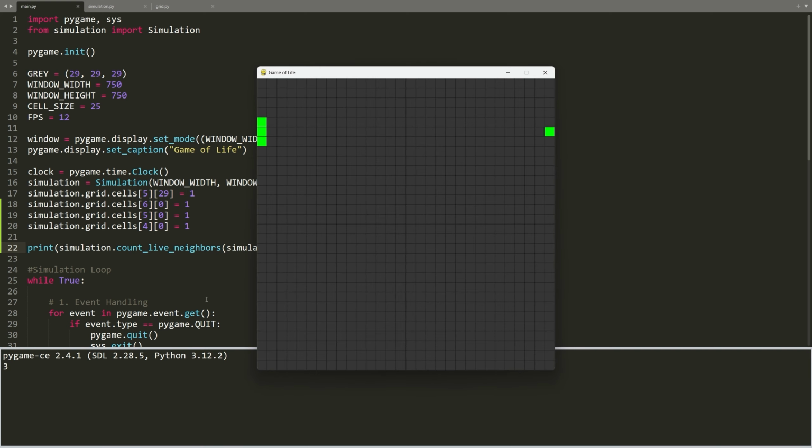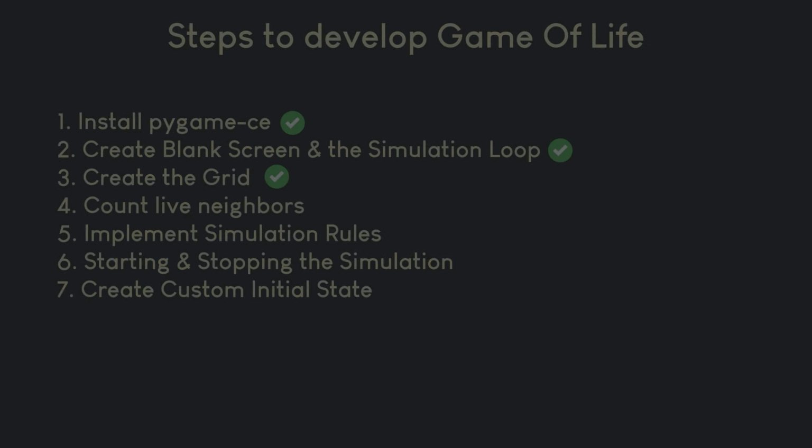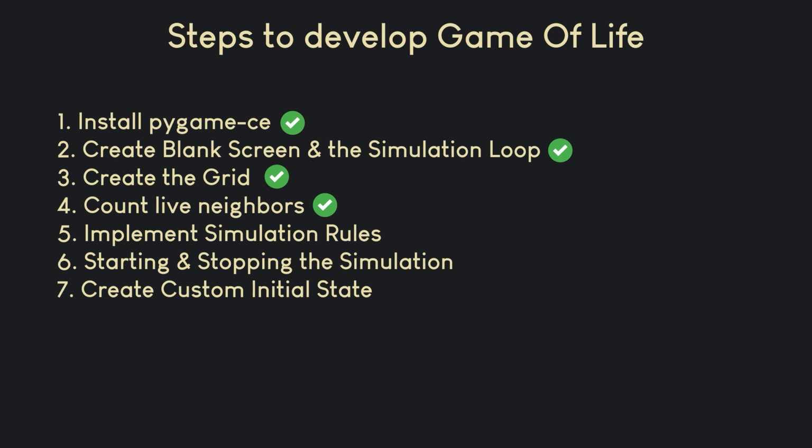Perfect. As you can see in the console, we get the value 3. Our method works fine. Cool. Another step is now complete. And believe it or not, we are just a few minutes away from running our simulation for the first time. Well done on reaching this far in the tutorial. The next step is to implement the rules of the simulation.